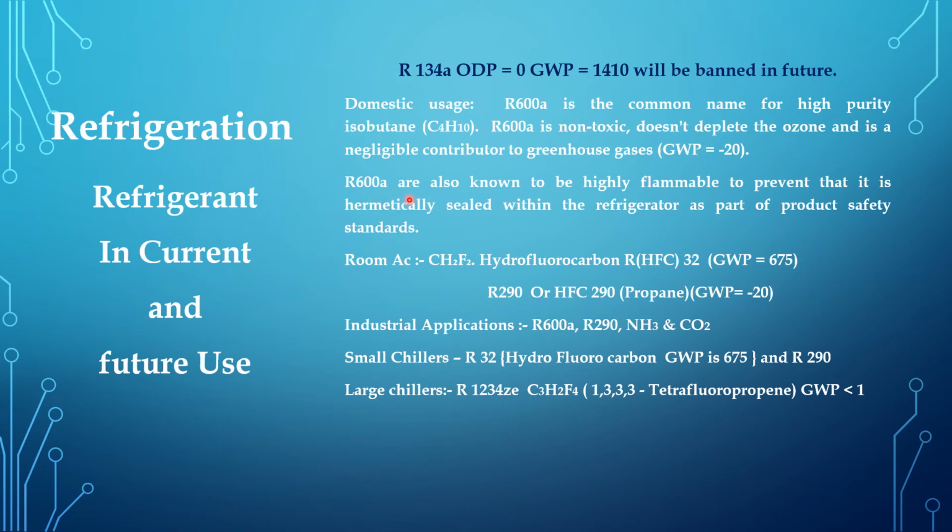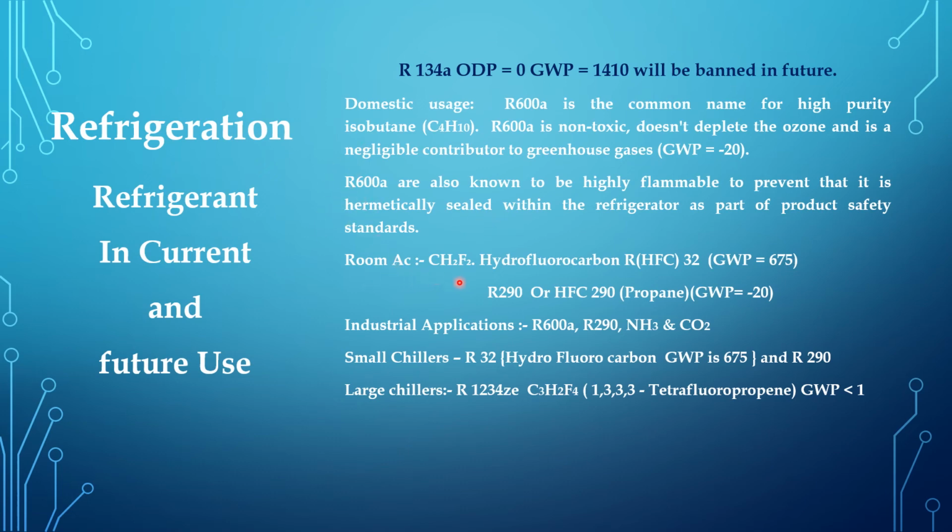R600A is known to be highly inflammable. To prevent that, it is hermetically sealed within the refrigerator as part of the product safety standards. So it is sealed hermetically, so it cannot leak, and it is not flammable if it is hermetically sealed. So it is used in domestic applications.